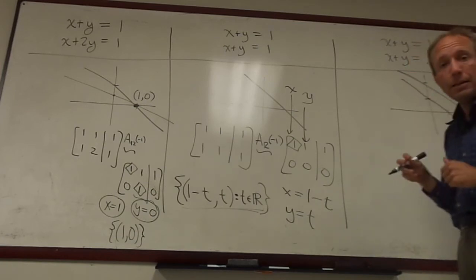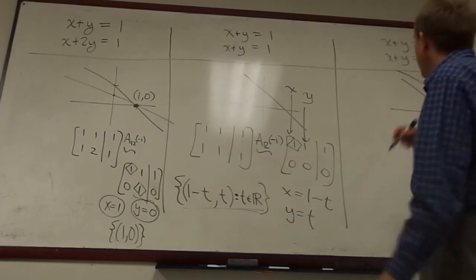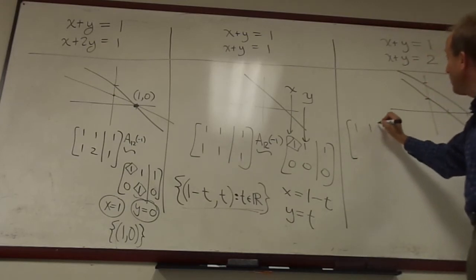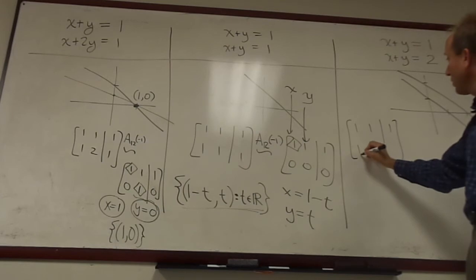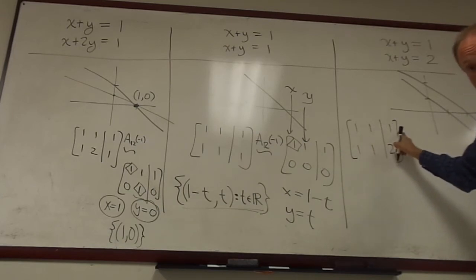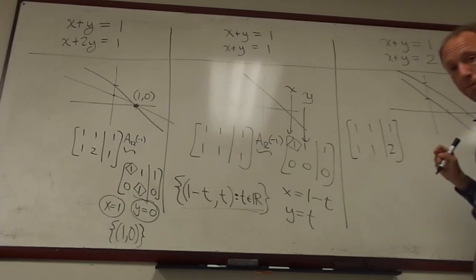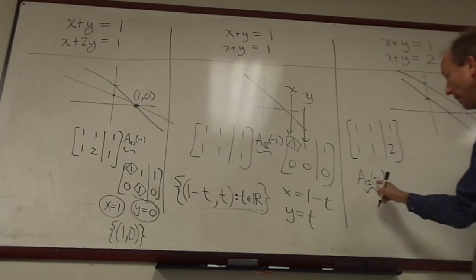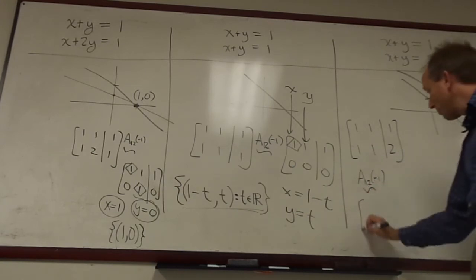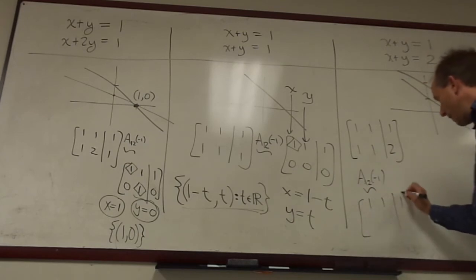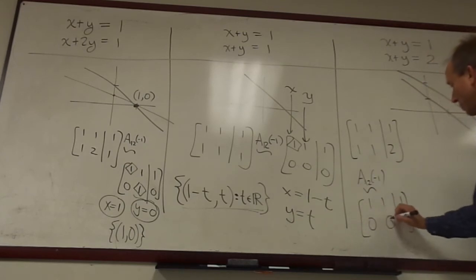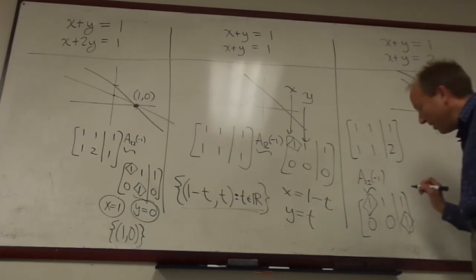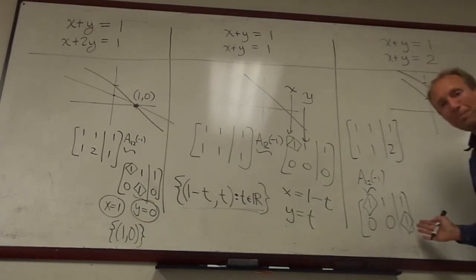Okay, let's see if our Gaussian elimination method confirms that for us. If we write down the augmented matrix again, it's going to look something like this: 1, 1, 1, and 1, 1, 2. And if I once again multiply the first row by -1 and add it to the second row, I'm going to get the first row staying the same. The second row is going to become 0, 0, and 1. This time, I get a pivot in the far right column.